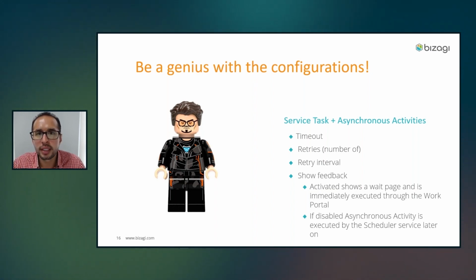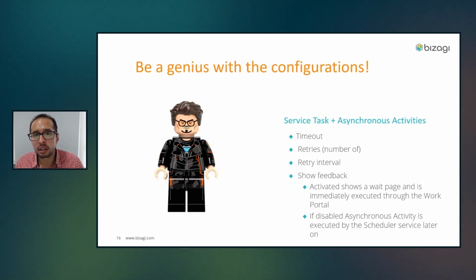Because having friends next to you is good enough. But if you don't know how to use them wisely, then it doesn't work to have them next to you. So here it is important that once you have the combination service task plus asynchronous activities, we understand exactly what all these configurations are.